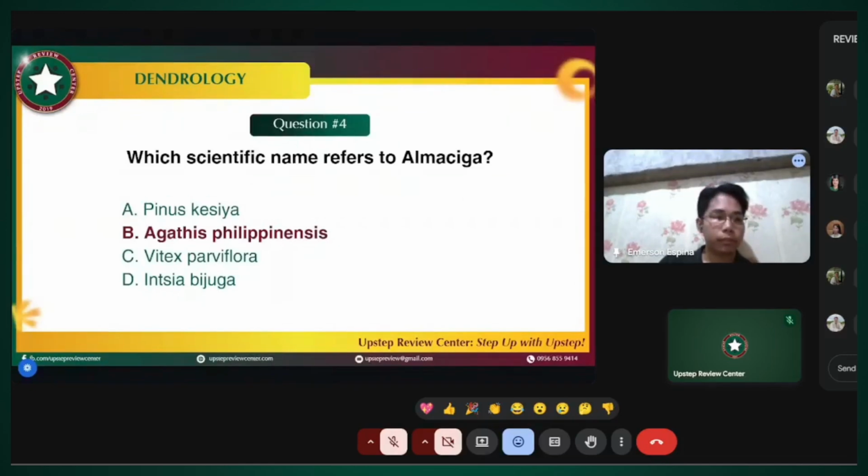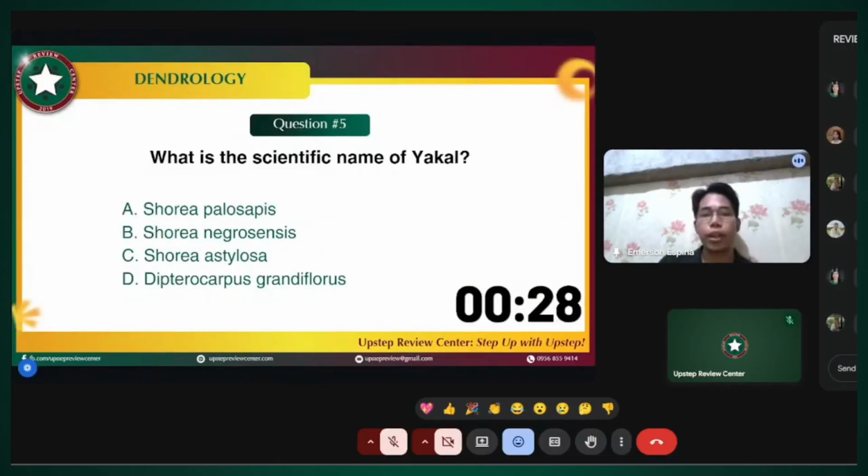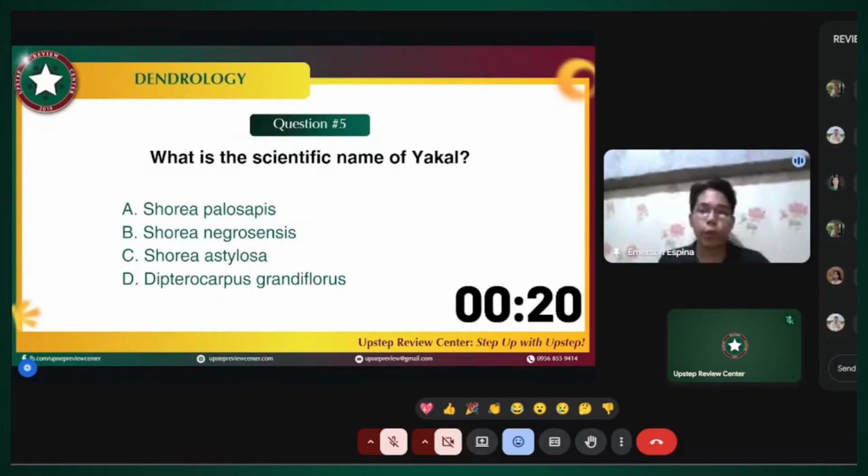Okay. Next, what is the scientific name of Yakal? The options include Lagerstroemia grandiflorus.